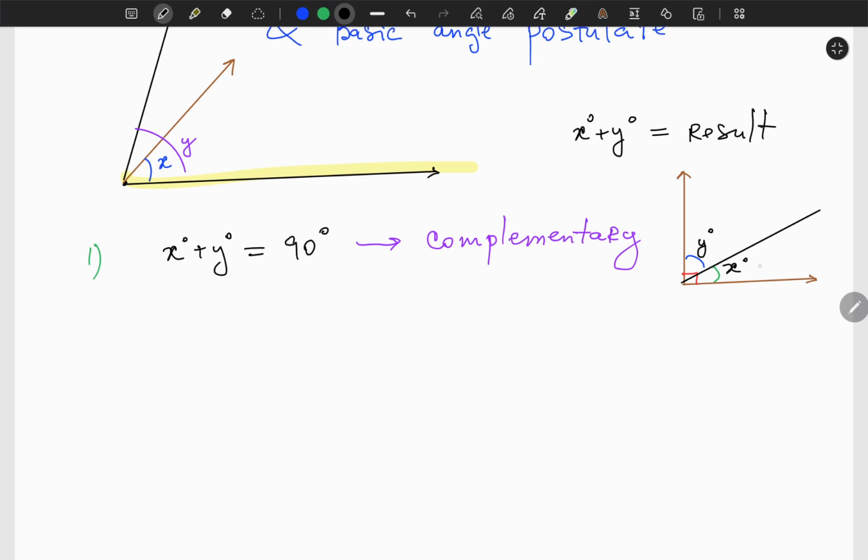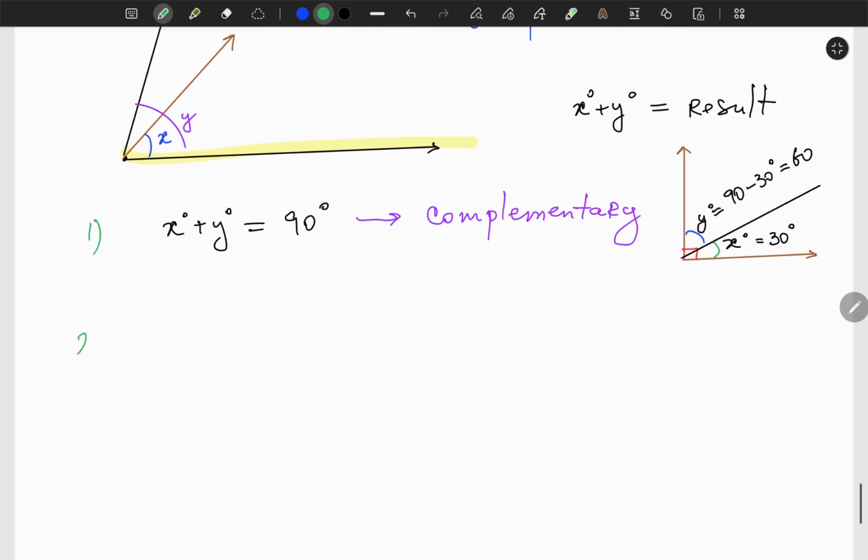In other words, if we have, for example, a 60 degree angle, we can get y by subtracting from the total: 90 degrees minus the given angle, which is 60 degrees. Doing simple algebra, we get 30 degrees.